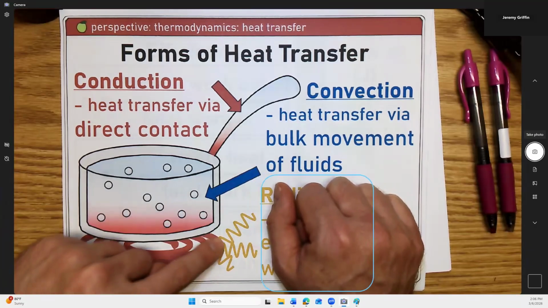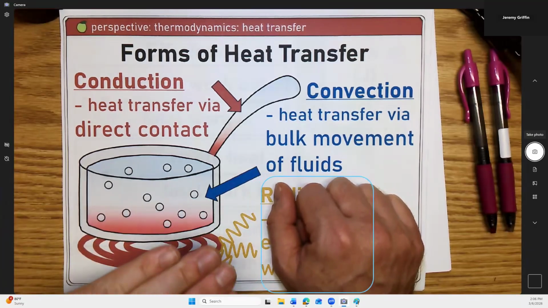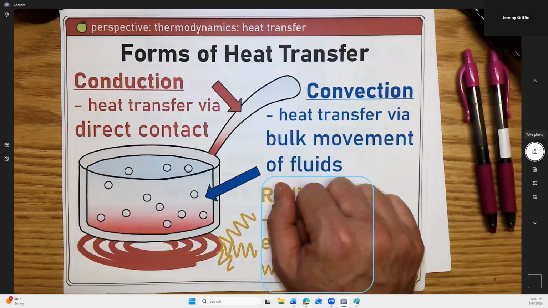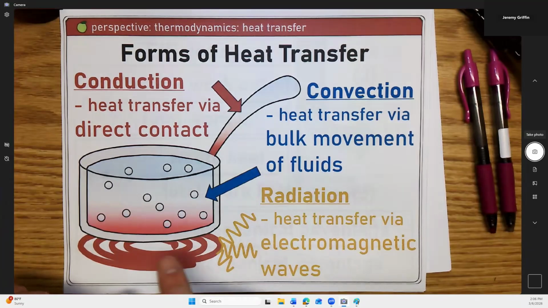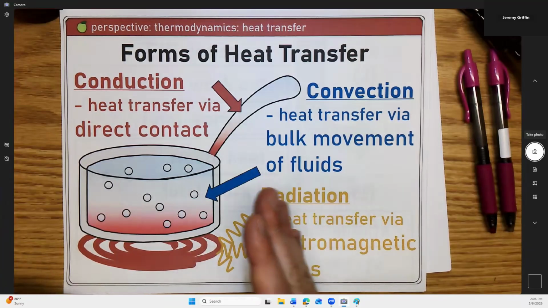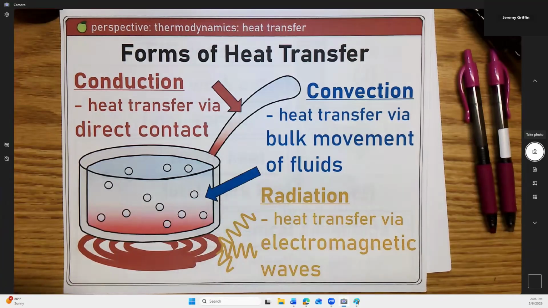How about if you have the stove range, right? And you put your hand near it. You don't touch it. Don't touch the stove range. Huh? Radiation. There you go. There's heat energy that's radiating, right? So you put like 2 inches away, you're like, ooh, that's really warm, right?